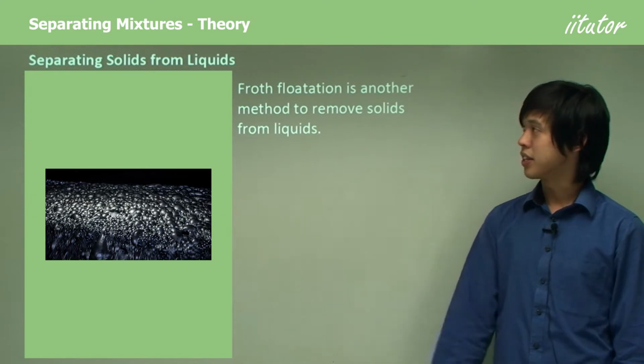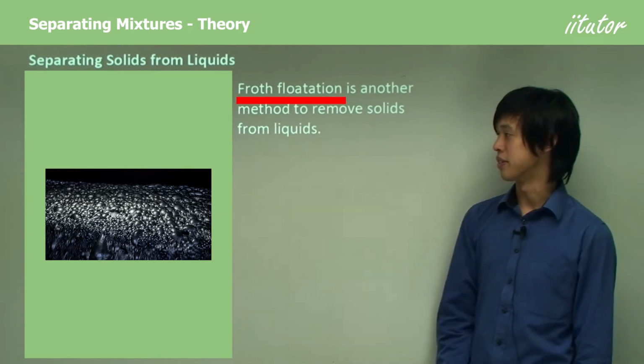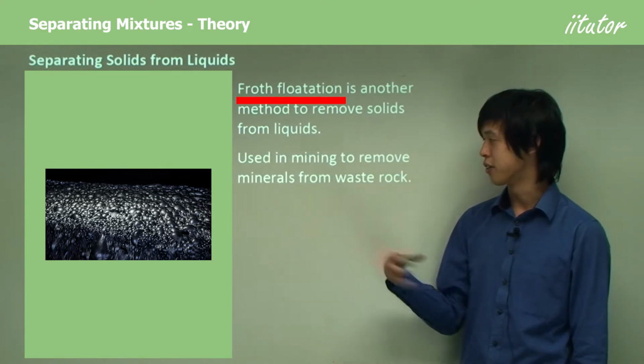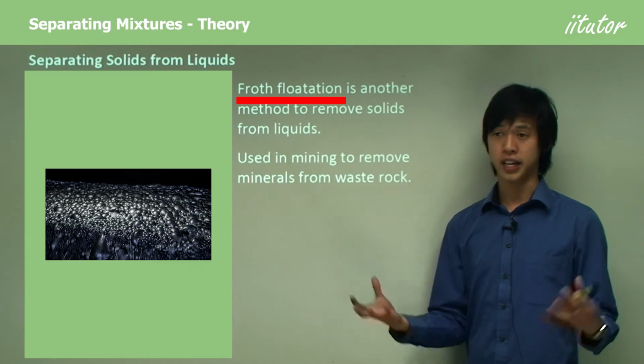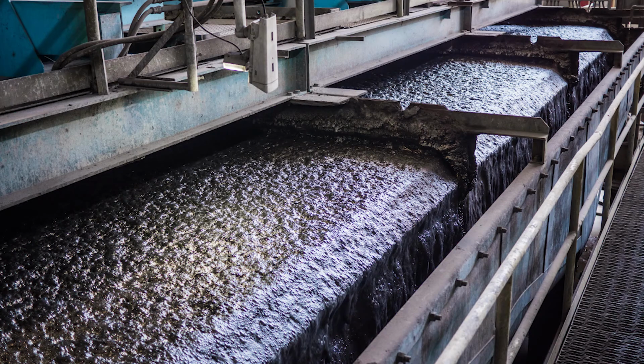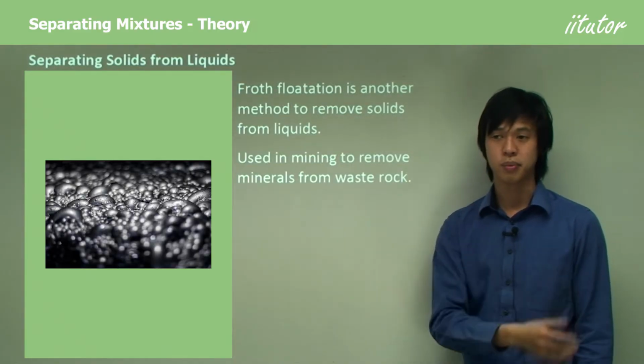Now, another way to do this is through froth flotation. Froth flotation can be used to remove solids from liquids as well. And we use it in mining to remove minerals from waste rock. So often what happens in mineral refining is we dissolve the rock in some kind of chemical, and then we try to remove the impurities, because the impurities dissolve whereas the metal stays as a solid. So the metal will be the solid in the liquid, and all we have to do is get that out because we want that.